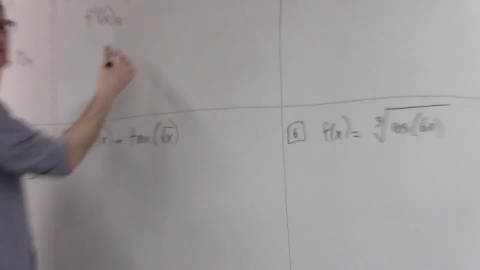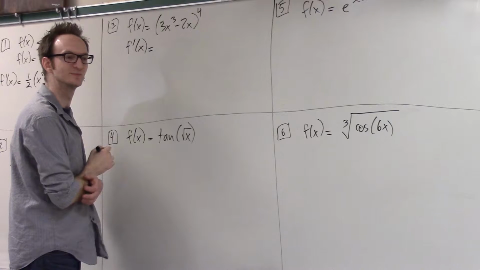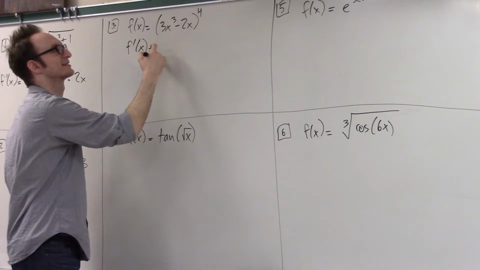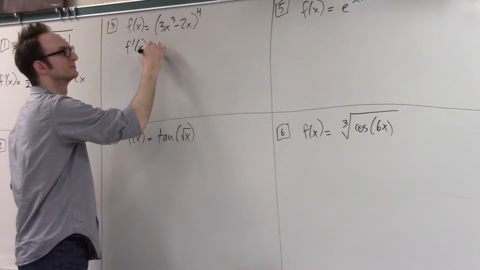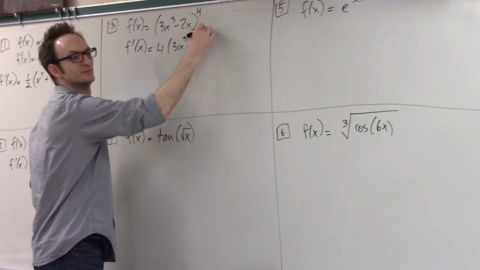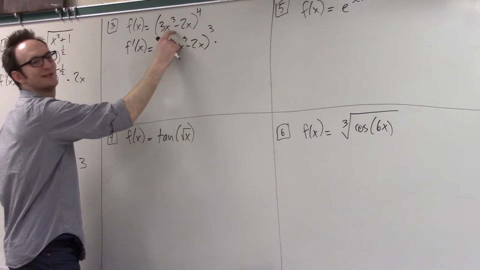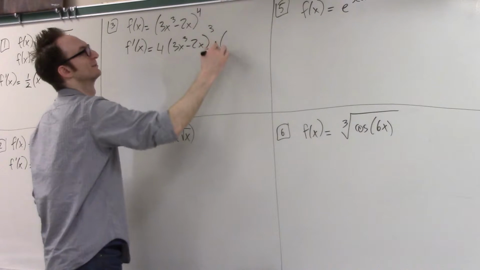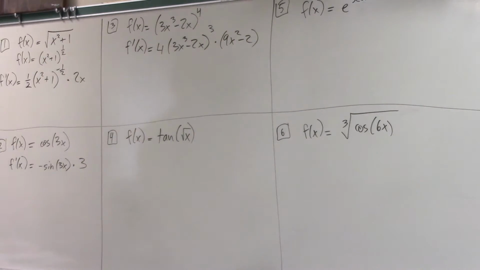So here, let's see this one, for example. Did you do this one yet? What? You're in the middle of it. Okay, perfect. So what's the derivative of something to the 4th? Something cubed, back inside for the derivative of the inside function, which is... yeah, cool. All right, keep working on these.